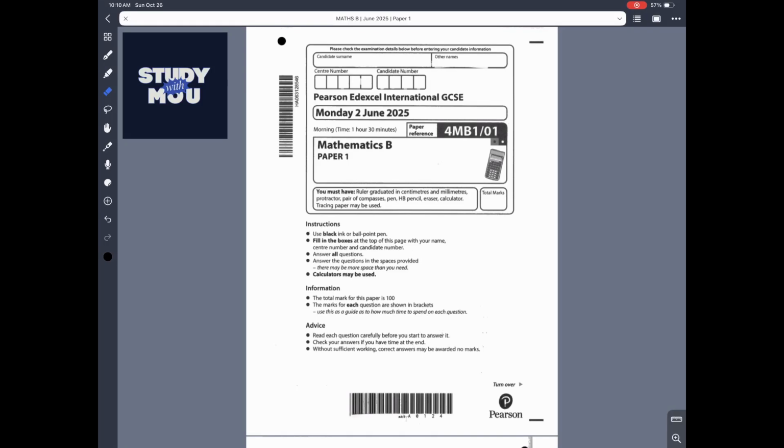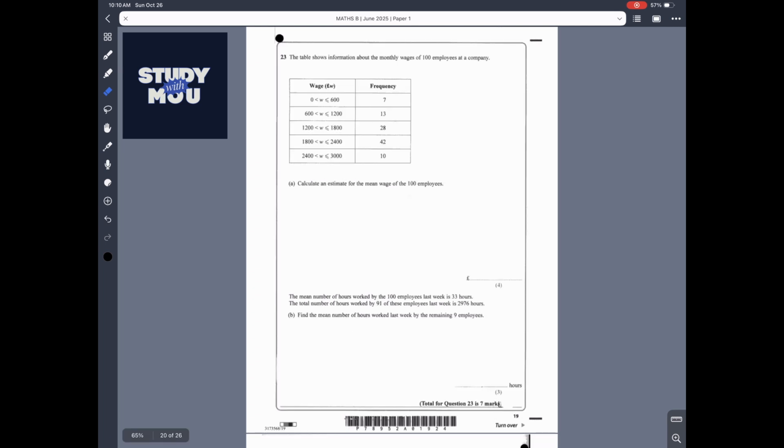So today we'll be doing Maths B May June 2025 Paper 1 question number 23. The table shows the information about the monthly wage of 100 employees at a company. The ranges of wages are given, the frequencies are given. Calculate an estimate for the mean wage of 100 employees.